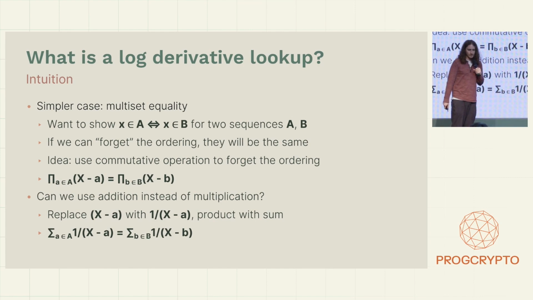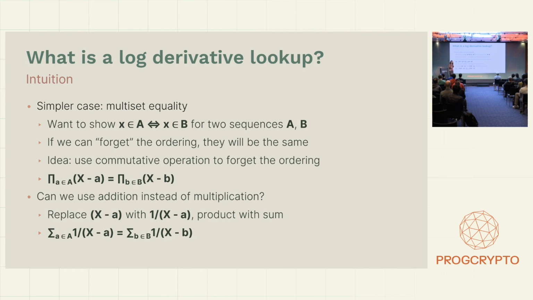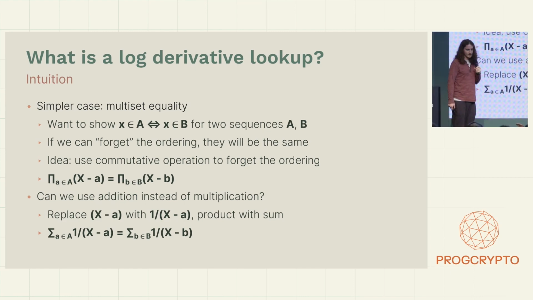So one thing we might want to do is use addition instead of multiplication. Is this possible? It is. We can take this product and do this kind of strange transformation and turn it into sums, right? So instead of multiplying over x minus a, we would sum over 1 over x minus a and sum over 1 over x minus b. It should be pretty easy to see from completeness that this will hold if the multisets are the same. But maybe it's not obvious that it will never hold if they're not the same, which is what we would want for a lookup argument.